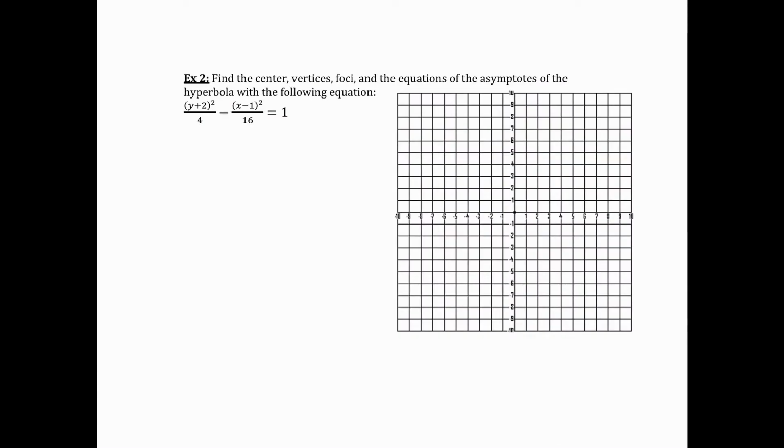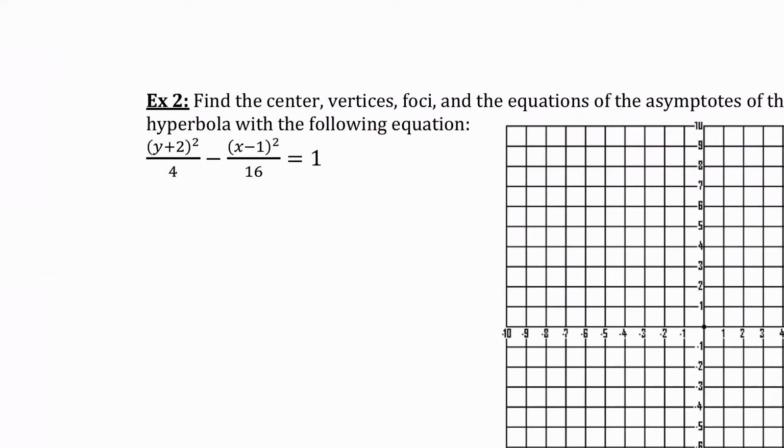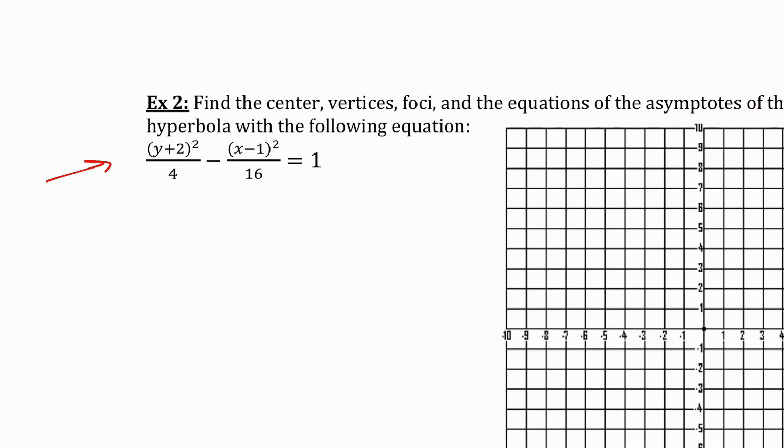We're asked to find the center, the vertices, the foci, and the equations of the asymptotes for the hyperbola with the following equation. We got y plus 2 squared over 4 minus x minus 1 squared over 16. This is a vertical transverse axis. And in this case, you can identify it because the y group comes first.